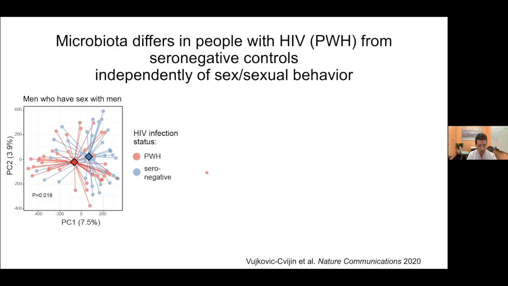So we embarked on a study to address those questions, and we recruited a cohort of men who have sex with men, some of whom were people with HIV and some were seronegative. When stratifying by sex and sexual behavior, we still see a difference that is dependent on HIV infection status. Here are the centroids of the two respective groups, people with HIV and seronegative controls.